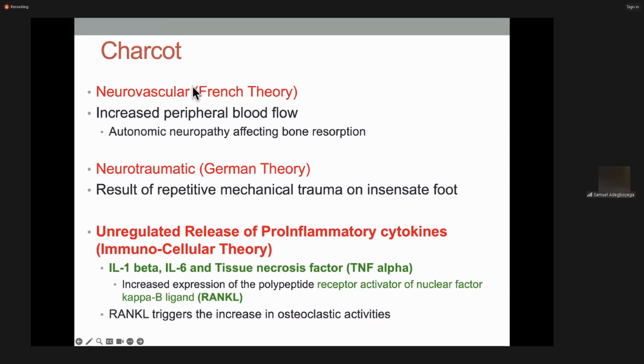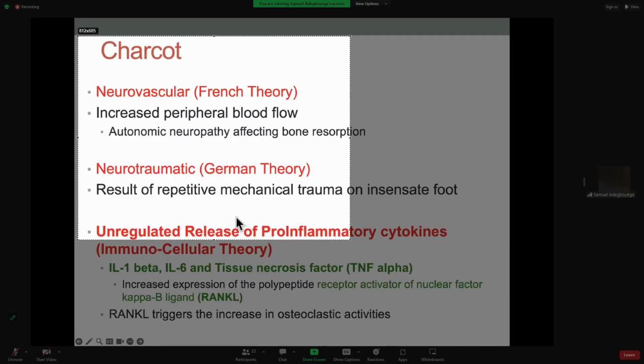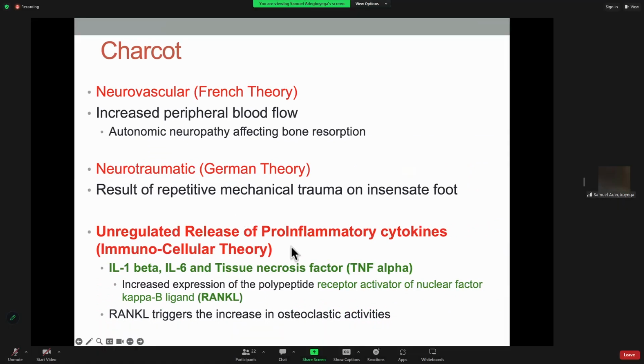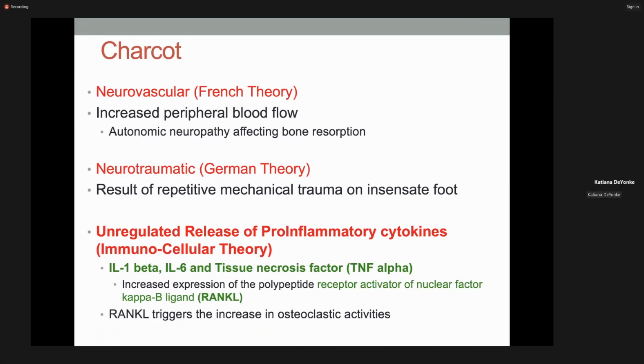So did Dr. Van Rugo go over this? French theory, German theory? I don't think so. She mentioned the two theories. Oh, guys, I think she. I gotta watch the video.